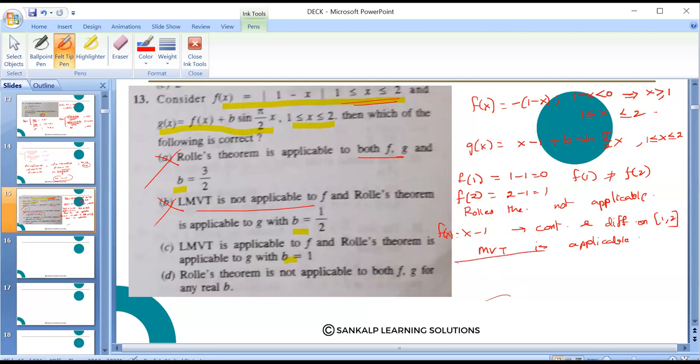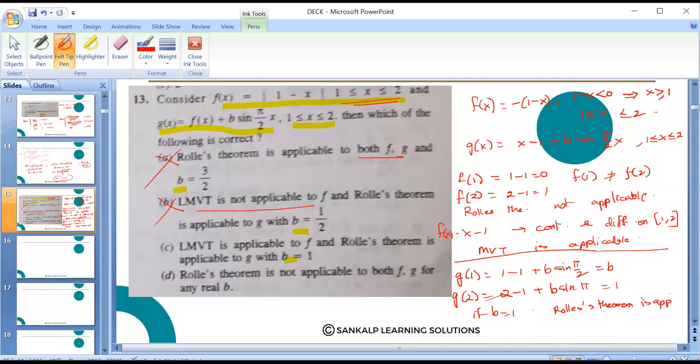Okay, now we will see g. We will find g of 1: 1 minus 1, 0, plus b sine pi by 2. Sine pi by 2 is 1. So it's b. G of 2: 2 minus 1 plus b sine pi, which is 0. So it's 1. So if b is equal to 1, then Rolle's theorem is applicable. So mean value theorem is applicable to f, and Rolle's theorem is applicable to g if b is equal to 1. Option C. Because only if g of 1 is equal to g of 2, Rolle's theorem is applicable. That's why.